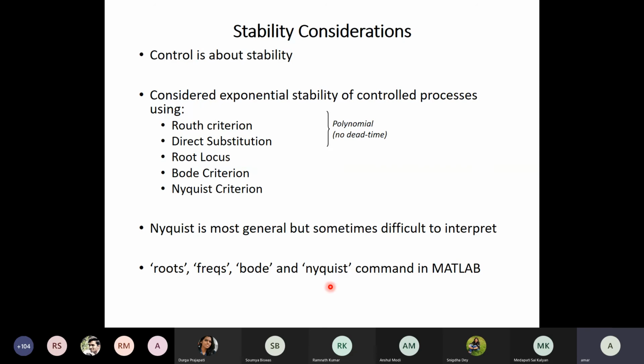And these are the MATLAB commands: roots, freqs, bode, and nyquist. Roots basically finds the roots of a polynomial, so we can find the roots of the polynomials, and from there we can find out whether it's stable or not. But normally freqs, bode, and nyquist are used to find out the stability criteria.